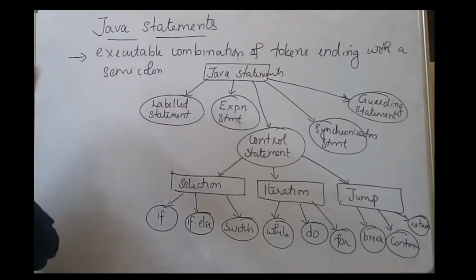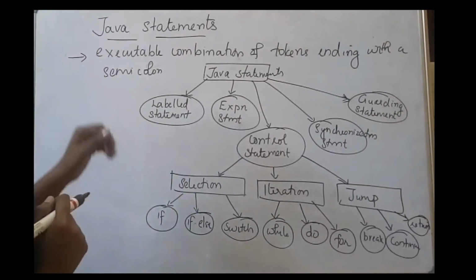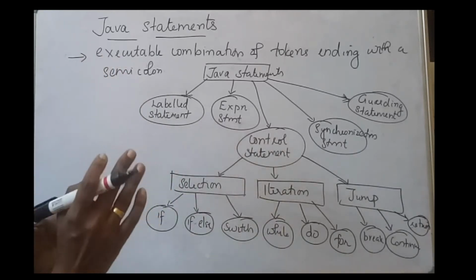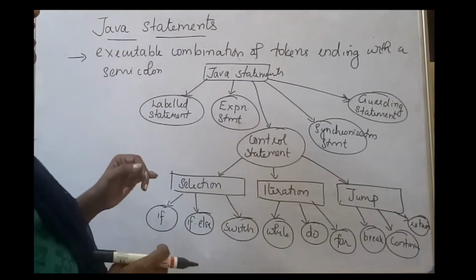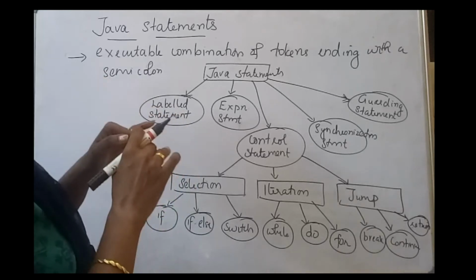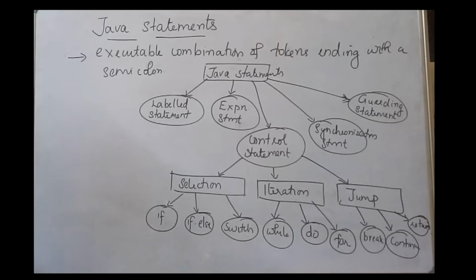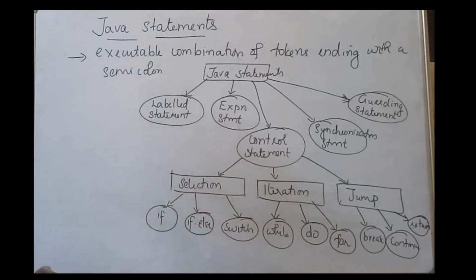Okay. Next topic is Java statements. There are different types of statements in Java. A statement is nothing but an executable combination of tokens ending with a semicolon. We have already seen that every individual unit in a Java statement is referred to as a token. So such an executable combination of tokens ending with a semicolon can be referred to as a statement in Java. And there are different types of statements in Java.